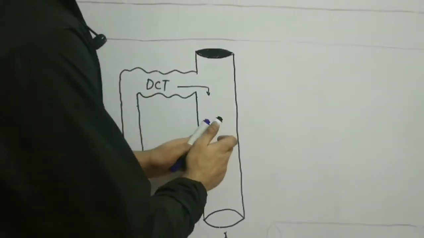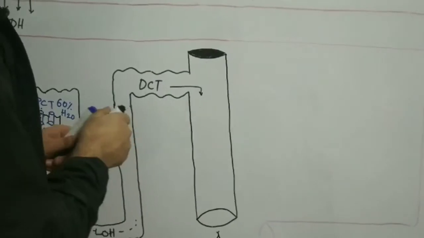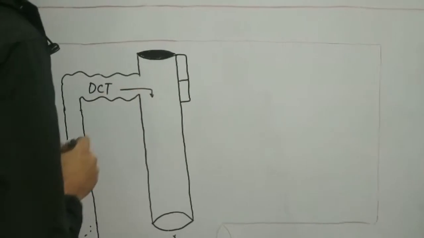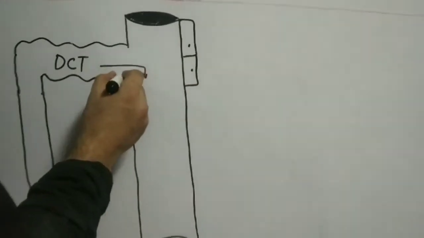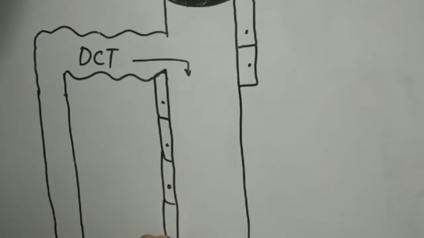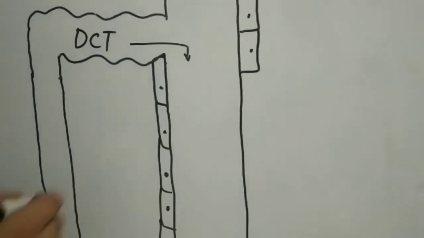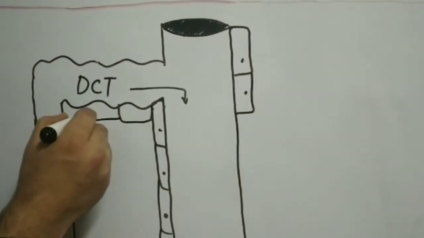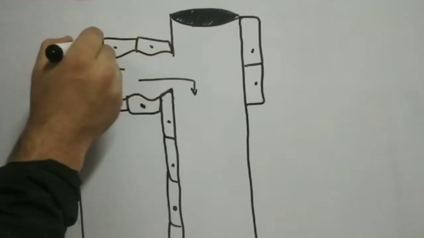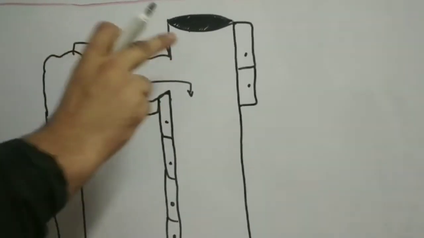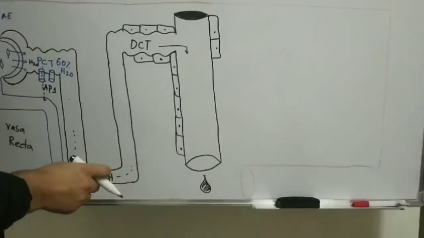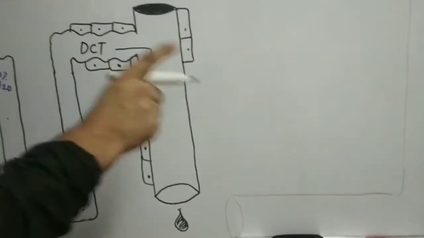The distal convoluted tubule and the collecting duct are covered by epithelial cells. Let me show you here. These are the epithelial cells of the collecting duct, and these are the epithelial cells of the distal convoluted tubule. But these epithelial cells have been given a specific name. These are called principal cells.